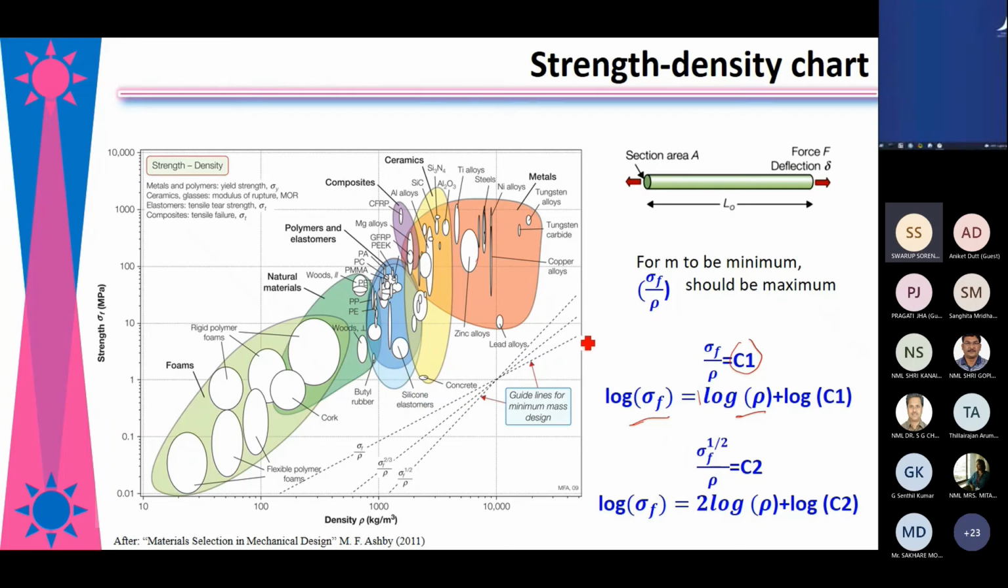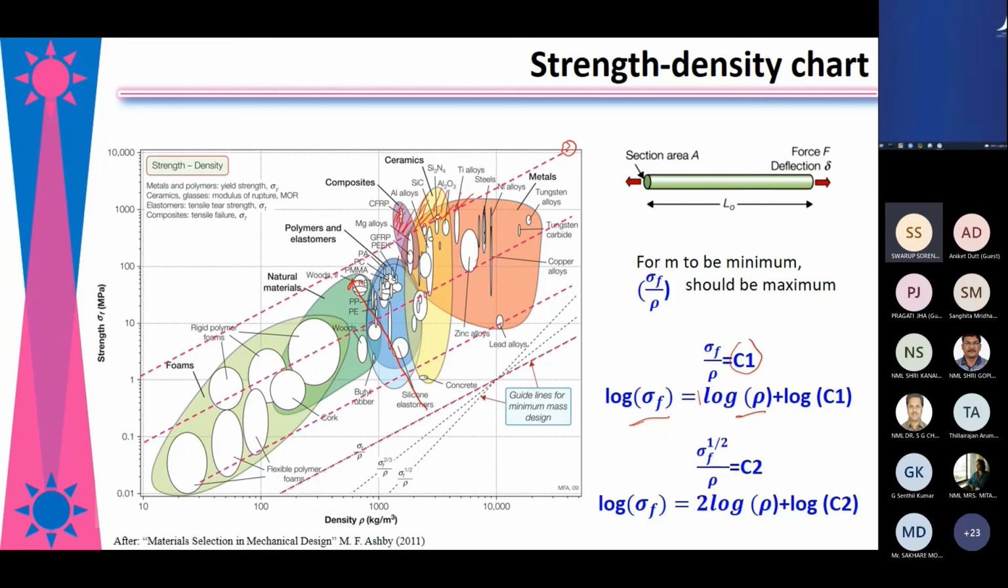This line shows that here the parameter of the material index has some value. Now, if that value increases, what happens? We are moving in this direction. So sigma f by rho we are increasing. That means the yield strength of the material we are increasing in this direction. So if we want a material for sigma f by rho having some value here, then we end up with these different materials for our applications from the database. Okay.